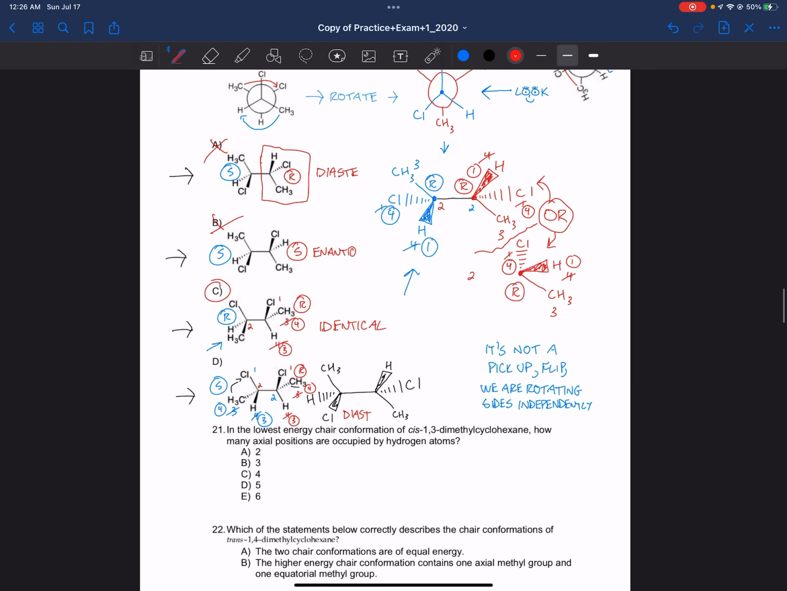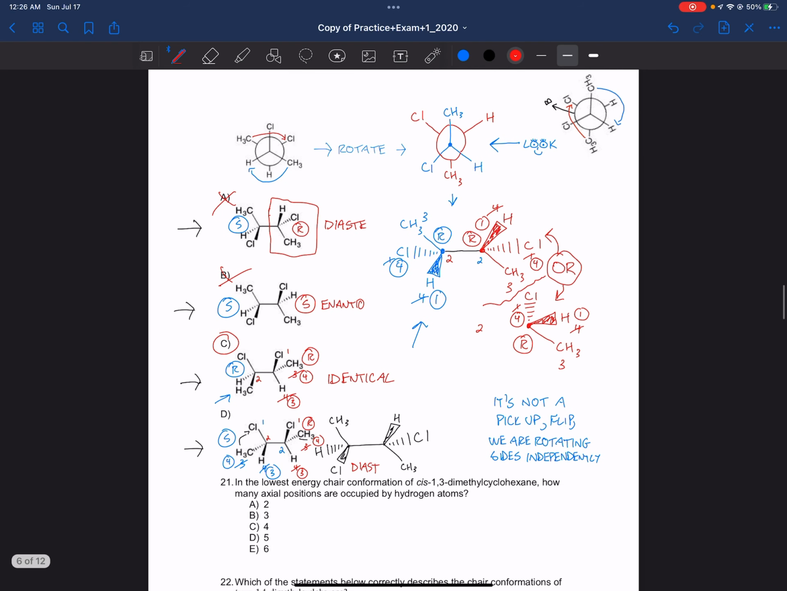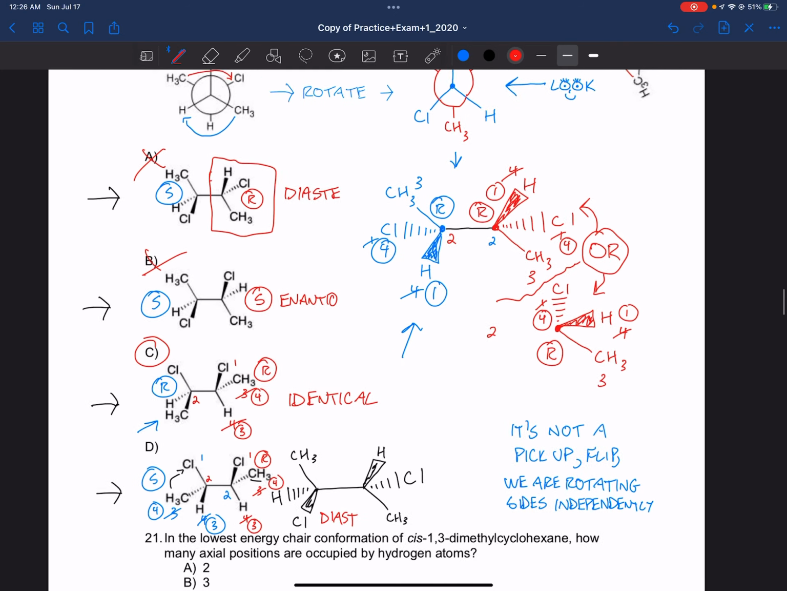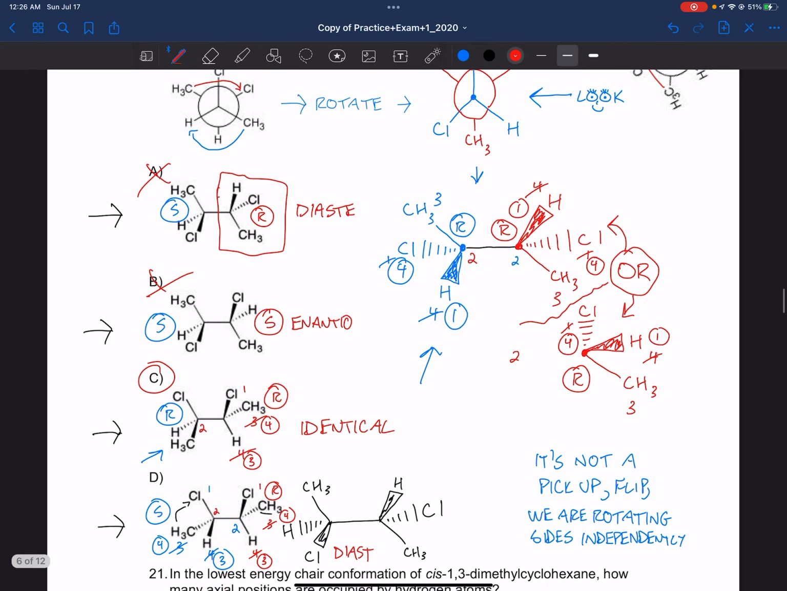So that's it. So that is how to solve this problem. Using a model would be much quicker than this, but this is how you would want to do this if you're using the R and S system and this kind of visual rotation of all these compounds.